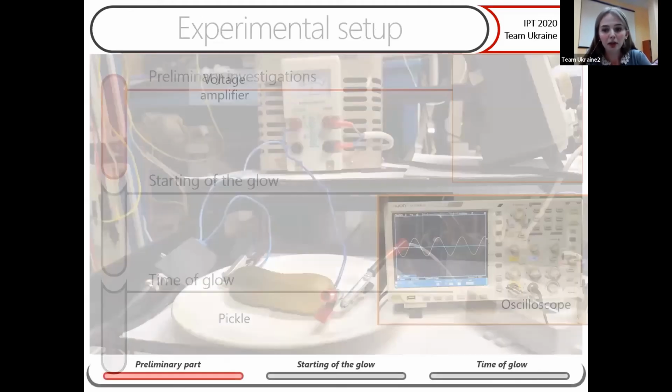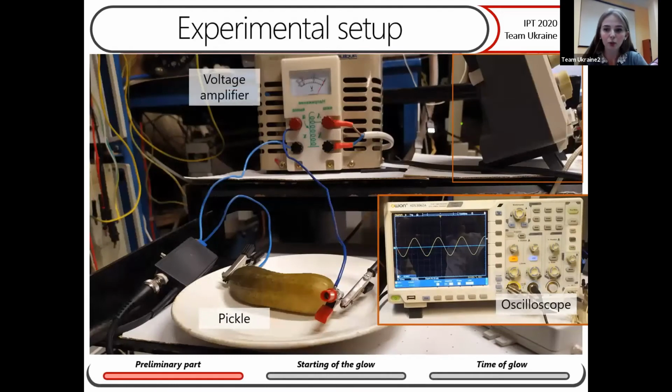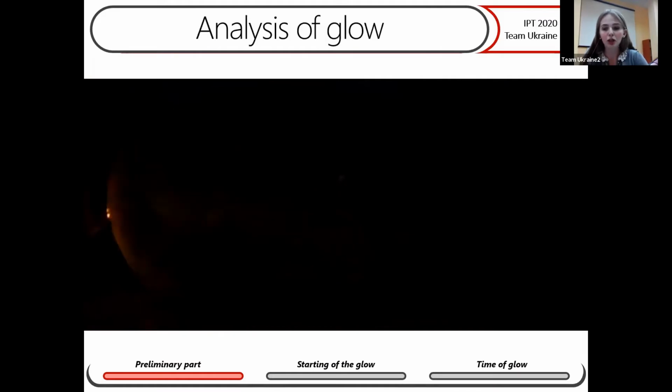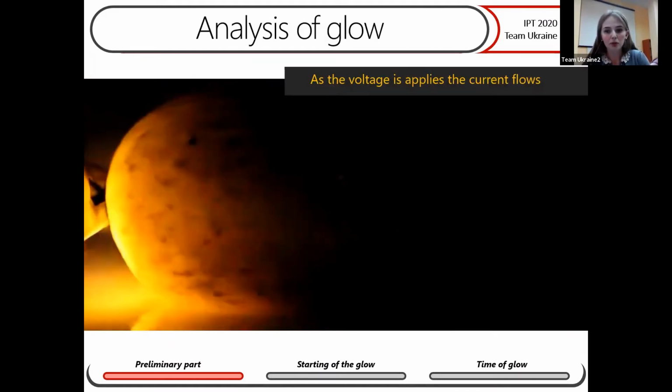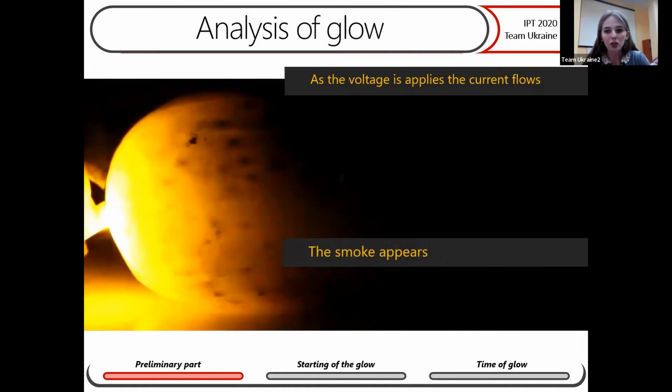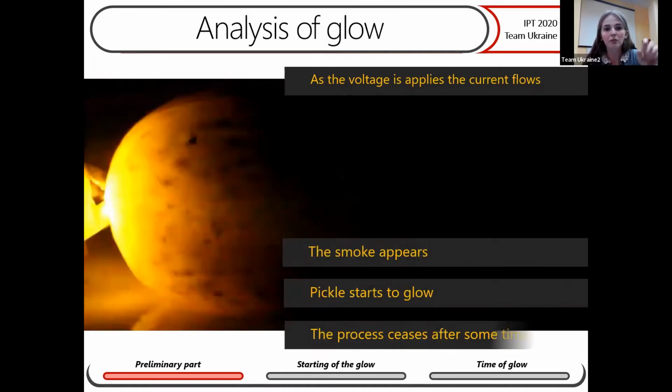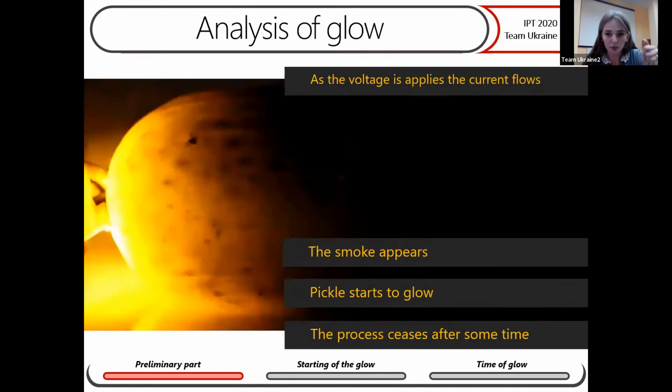For the experiment, we use a voltage amplifier connected to the pickle and an oscilloscope to measure the dependence of voltage and current. And as we see in the demonstration, after the current is applied to the pickle, firstly, smoke appears near the electrode, after which the glow begins. But after some time, the glow stops.